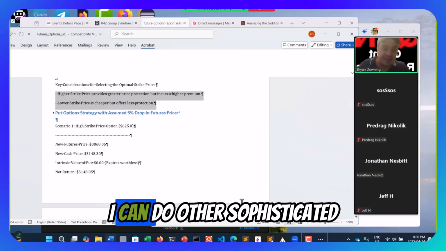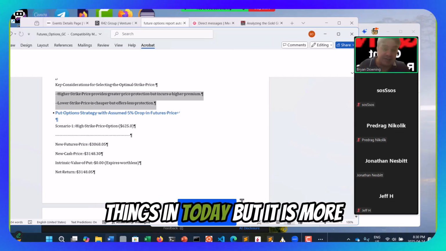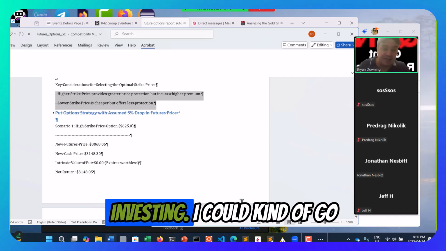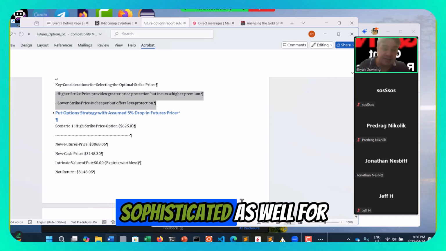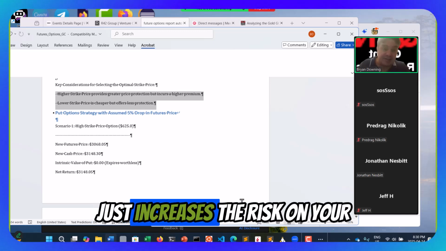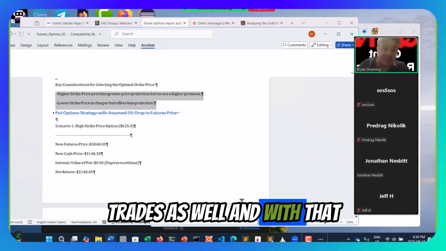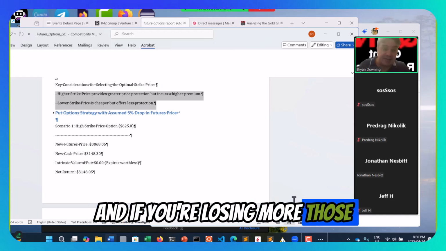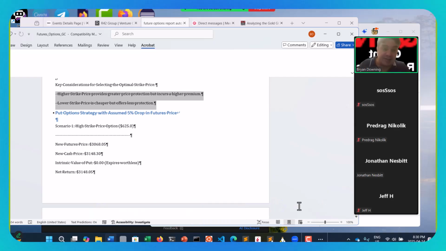I can do other sophisticated things intraday, but this is really more for long-term investing. I could go sophisticated for intraday as well, but intraday just increases the risk on your trades, and with that comes your commission. If you're losing more, those commission rates are going to kill you. That's why I prefer to do this.